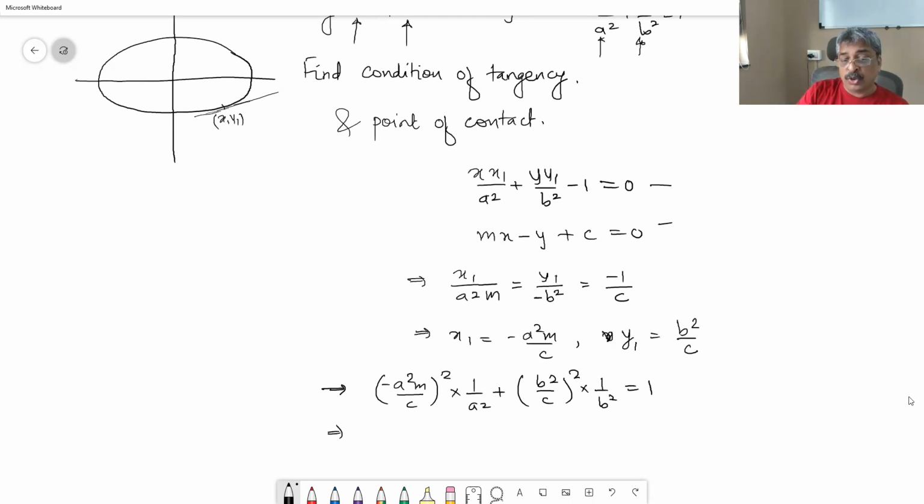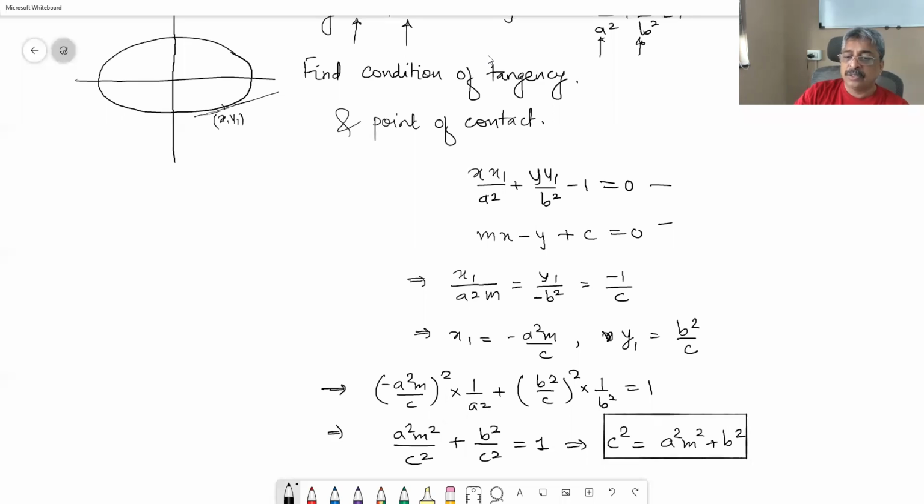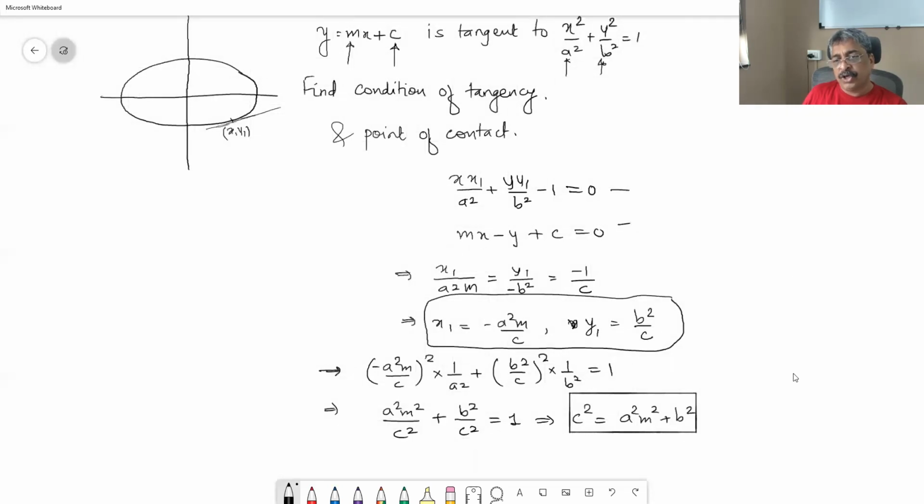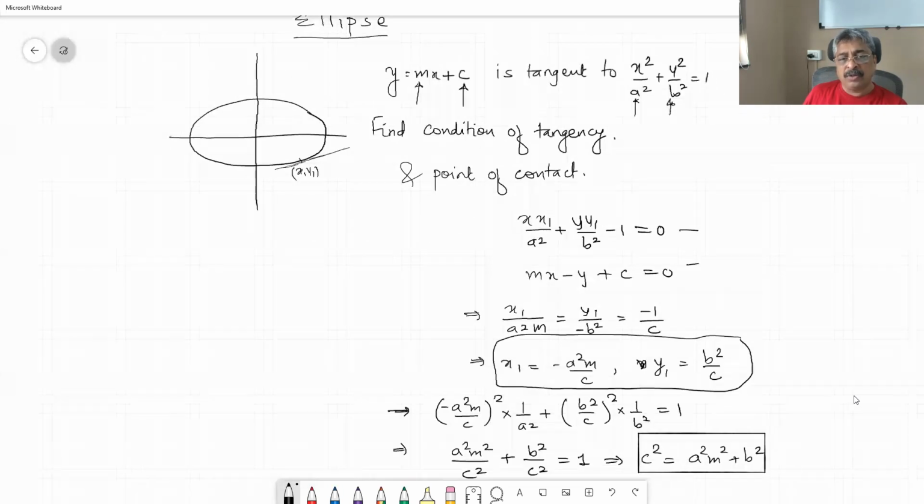for tangency. So a fourth m square upon a square, so a square m square upon c square plus b square upon c square is equal to 1, which implies c square is equal to a square m square plus b square. This is the condition for tangency. This is the point of contact. Very easy. You can solve simultaneously and make the discriminant equal to 0 to get the condition for tangency first, followed by the point of contact. That could be another method of doing the same thing.